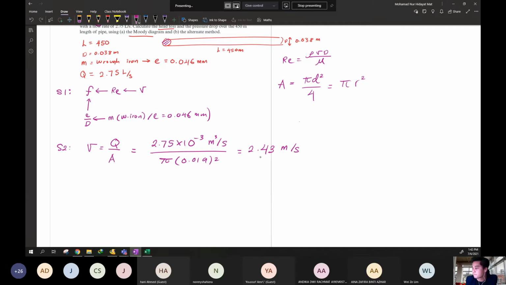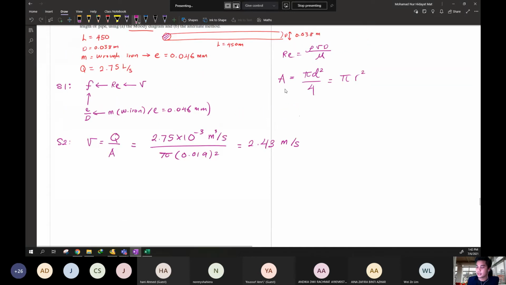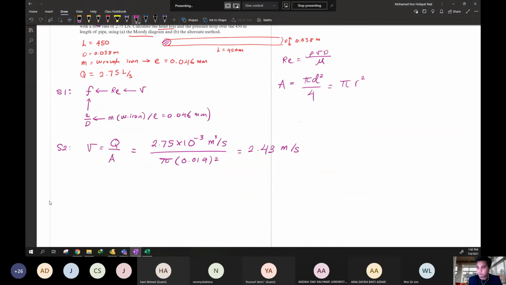Okay, so after we get the velocity, consider the velocity is constant. So we can get the Reynolds number. So step number 3, Reynolds number, which is, you can use rho V d over nu.